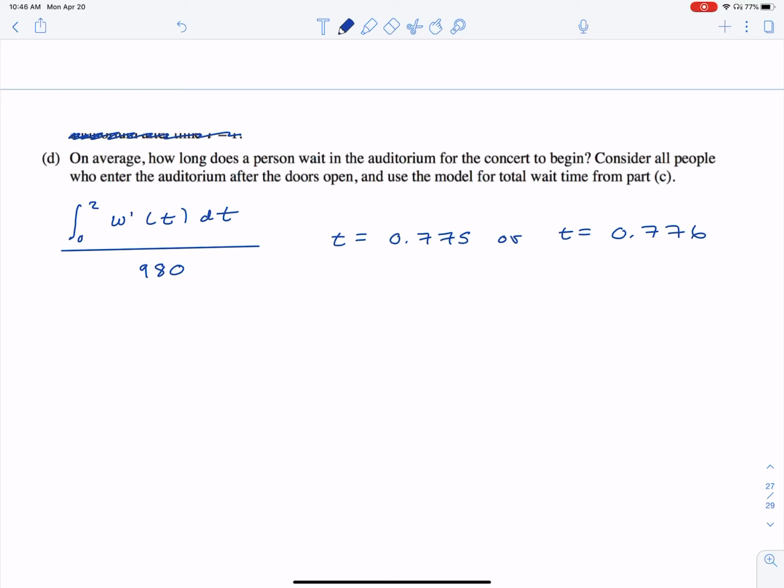So again, one more time to reiterate: they told us that the function W represents the total wait time for all the people entering the auditorium. So from 0 to 2, this was how long, I don't remember what it is because I did it on my calculator, the total number of people, all 980 people, waited. But I wanted to find the average for one person, so I had to take all of that and divide it by the number of people, which was 980. That is number 22.